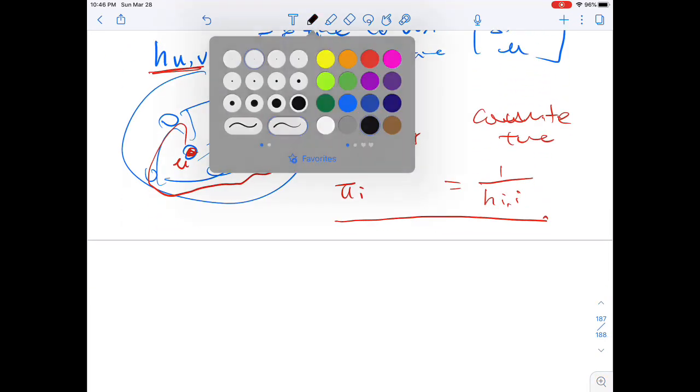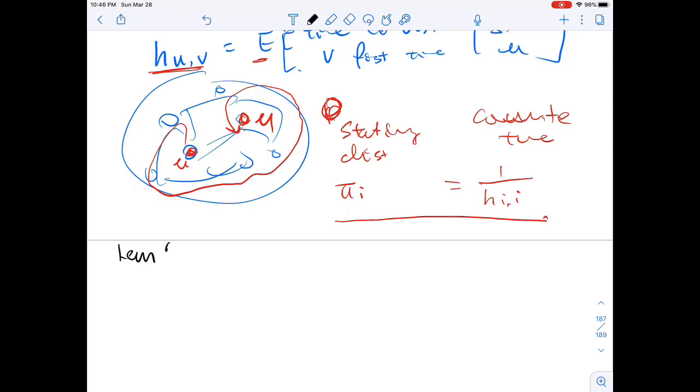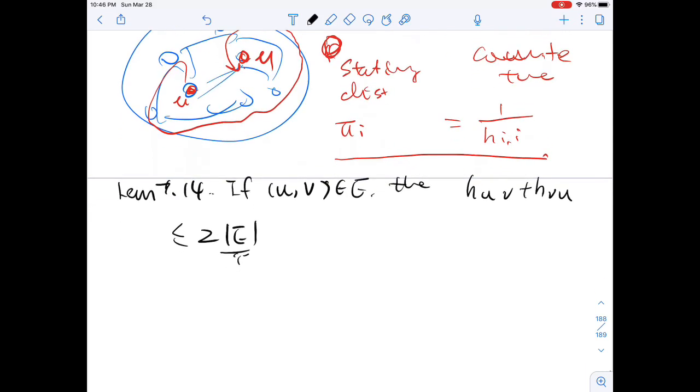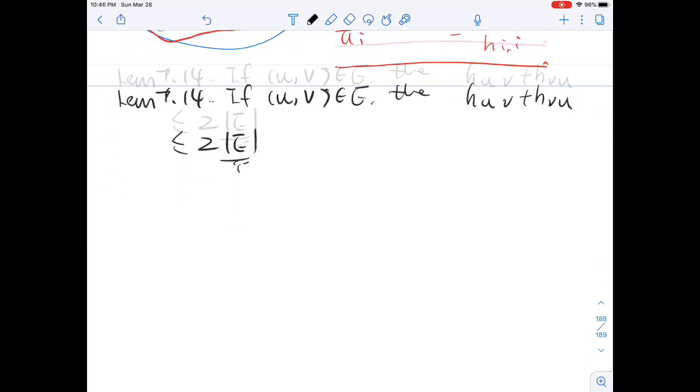Lemma 7.14. If UV is in E, then let's look at the commute time HUV plus HVU. This is going to be bounded by 2 times E, 2 times the number of edges. Let's see how this can be.